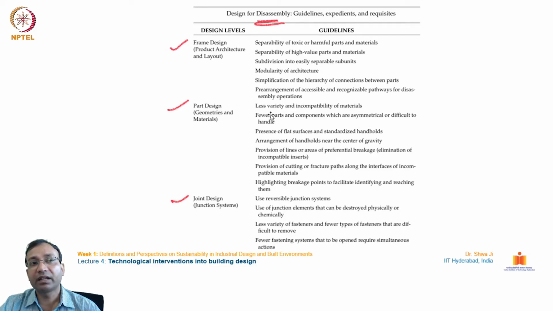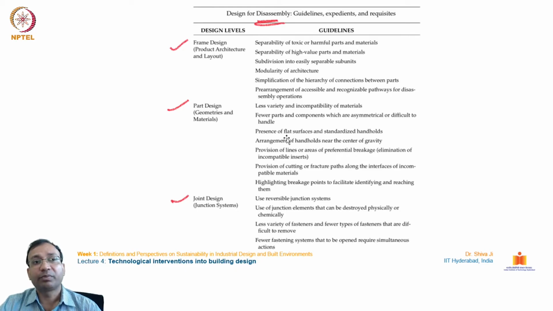On the part design, you see less variety or incompatibility of the materials. We have discussed this a few times earlier also. The product should not be that difficult to dismantle, or so rigid or strong that it becomes economically infeasible to segregate them. For example alloys, which I have given as an example several times. There are some other types of compounds also which become very difficult and complex to bifurcate into their elemental components.